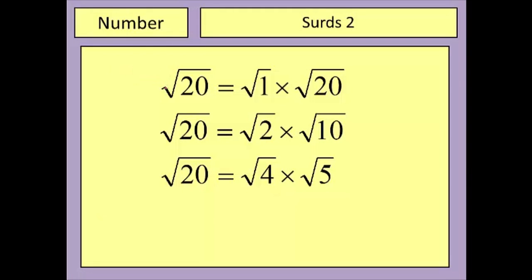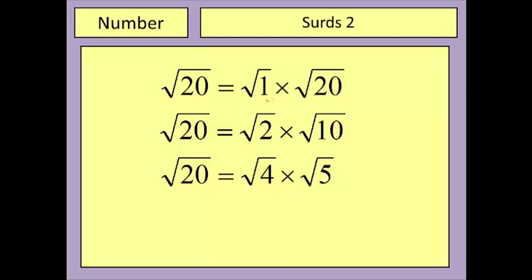In this video we're going to continue our work looking at surds. Now from the previous video you should remember that if we take the square root of 4 and times it by the square root of 5, I get the square root of 20, because 4 times 5 is 20. So it follows that the root of 4 times the root of 5 equals the root of 20.